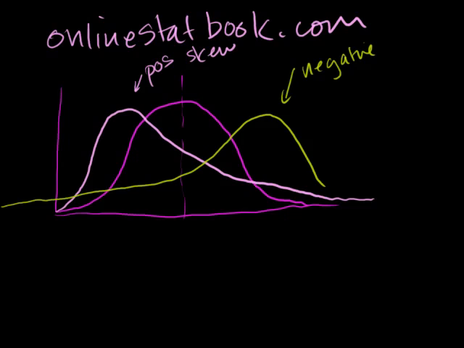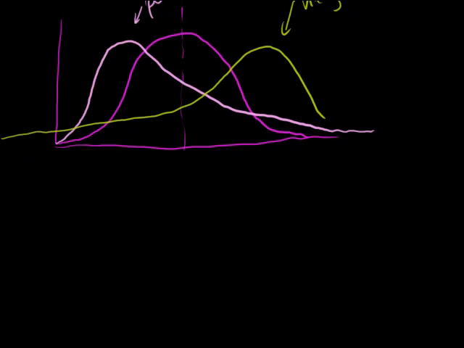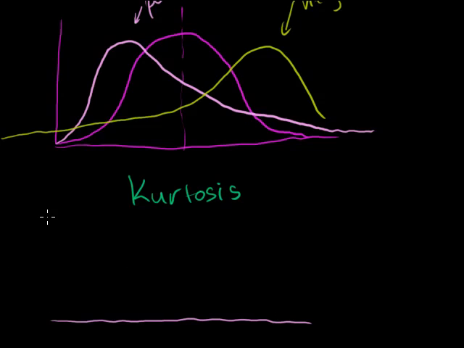Now, kurtosis, which sounds like a very fancy word, is similarly not that fancy of an idea. So once again, if I were to draw a perfect normal distribution, remember, there's no one normal distribution. You can have different means and different standard deviations.